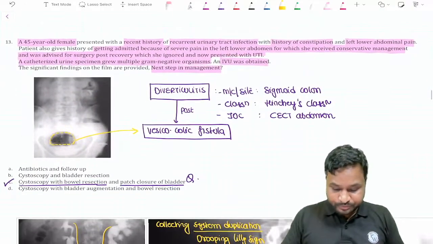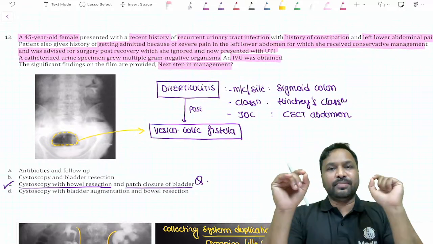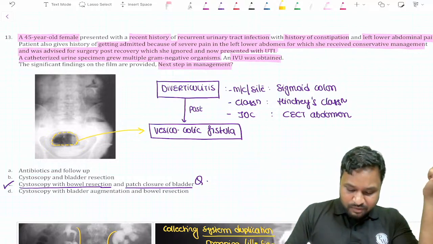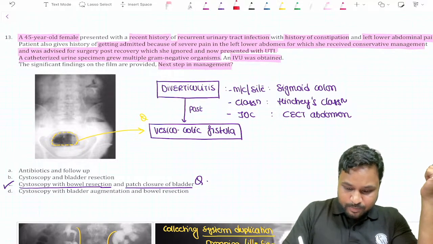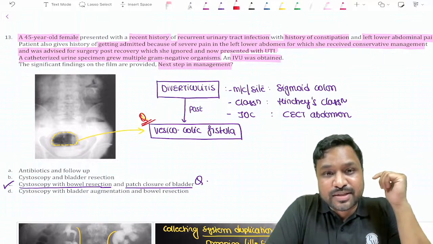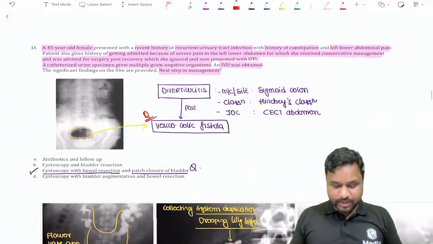Renograms are important. Now, remember a very, very important question that can be asked from the GIT is about Hinchey's classification in diverticulitis. One of the greatest pickup points for diverticulitis in Hinchey's, where you have higher grade of Hinchey's, is vesico-colic fistulas. It is the vesico-colic fistulas that you need to remember.